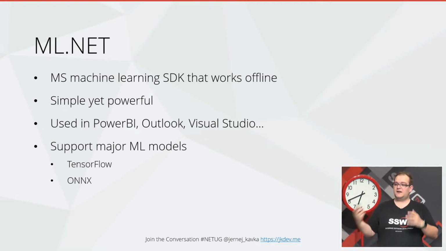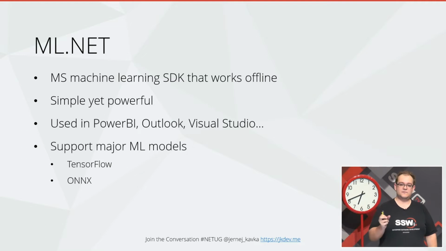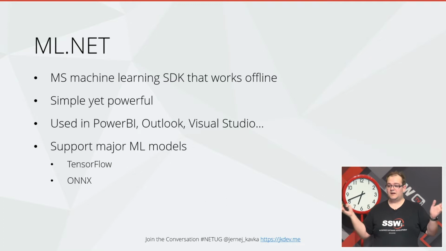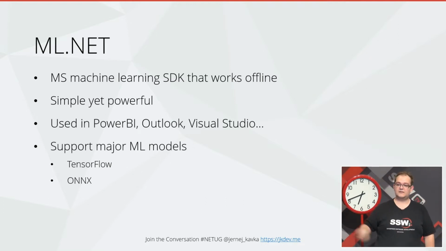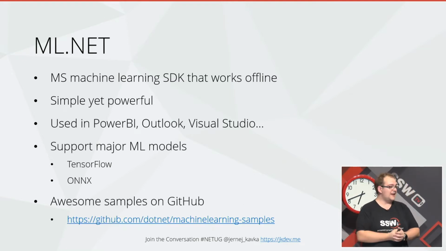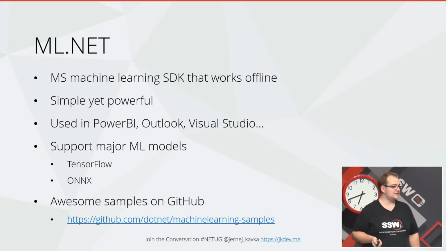If you already are using some of the ML models around, like TensorFlow or ONNX, you can actually import that model into ML.NET and use it. So you have a simplified API that uses an existing model rather than trying to figure out how to implement those more complicated frameworks. And it has one of the most awesome samples I have managed to find on machine learning. That is code, and you can actually modify it and understand what's going on.